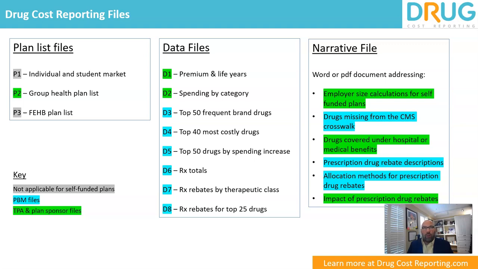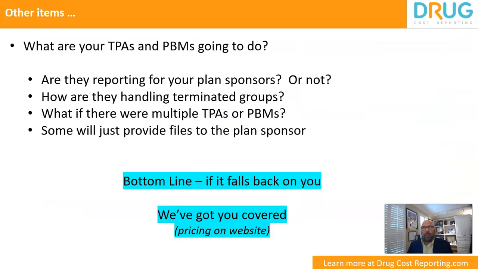That is the Learn More that I mentioned previously. You can take a look at that and you can look through the entire process of how we go about doing that. So what should you be doing at this point? The number one thing you can do is figure out what your TPAs and PBMs are doing. And are they going to be reporting on your behalf or not?